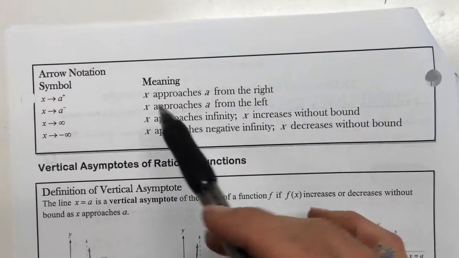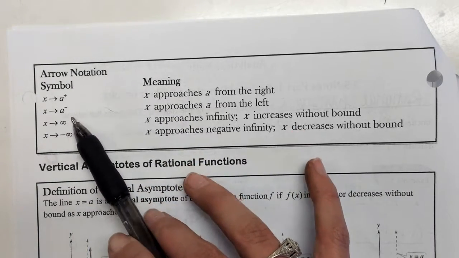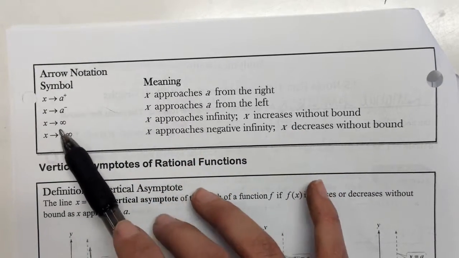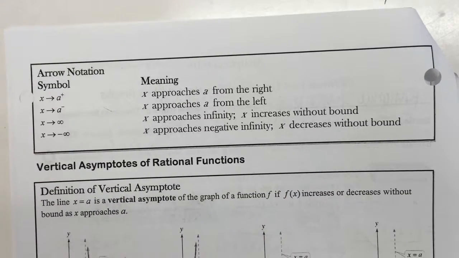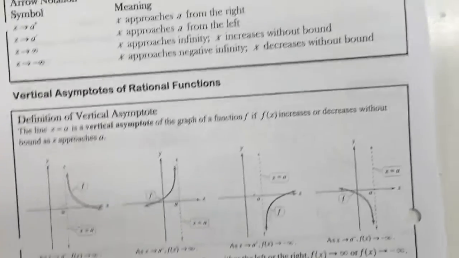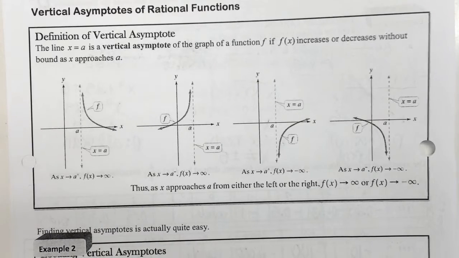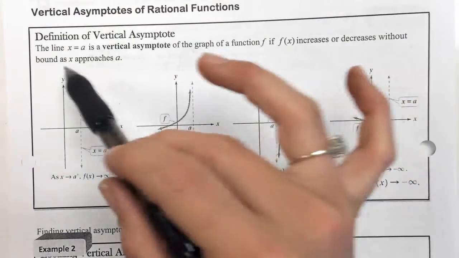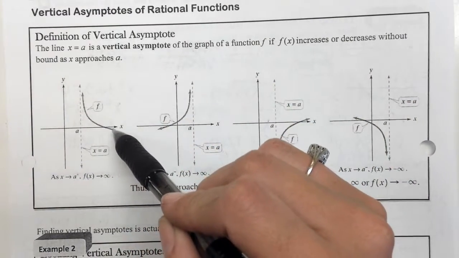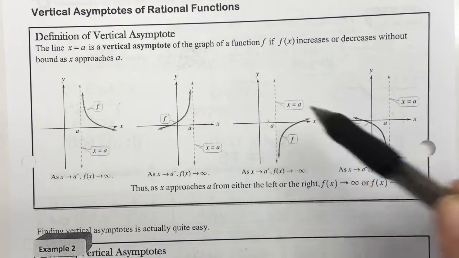Next page, these are just some notations to talk about what I was just talking about. If it says x approaching a plus, that means x is approaching a from the right. This means from the left. As x approaches infinity, again, that means going right forever. This means going left forever. Alright, here's the definition of a vertical asymptote. The line x equals a is a vertical asymptote of the graph of a function f if f of x increases or decreases without bound as x approaches a. So if it's going up or down without bound, it is a vertical asymptote.